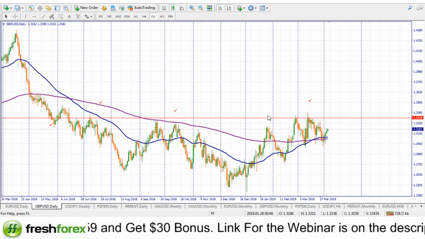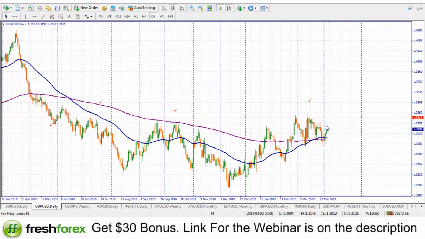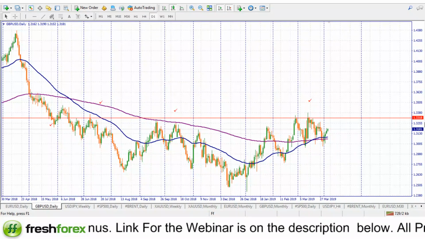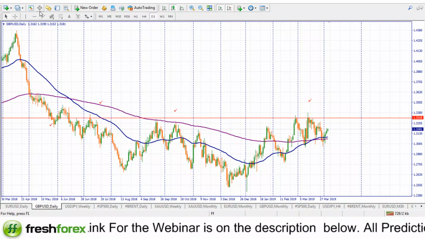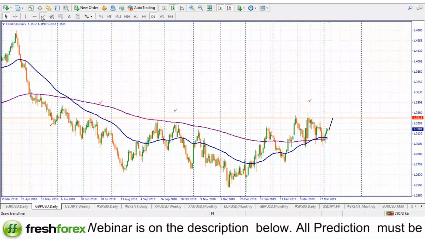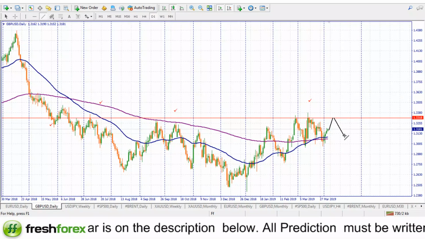The reason I'm having my line here is because I expect the current move, the one you see, to push price up to around 1.3318. It is likely that the price should continue up before it extends down.